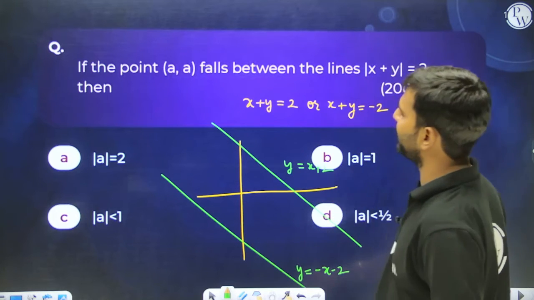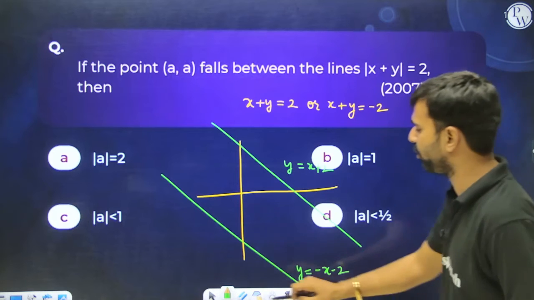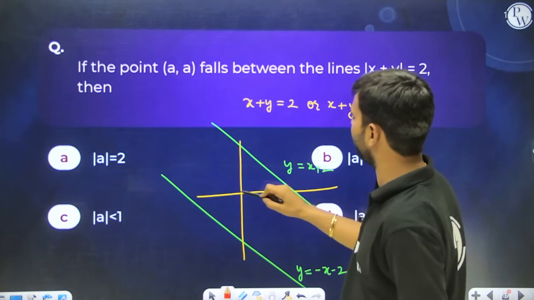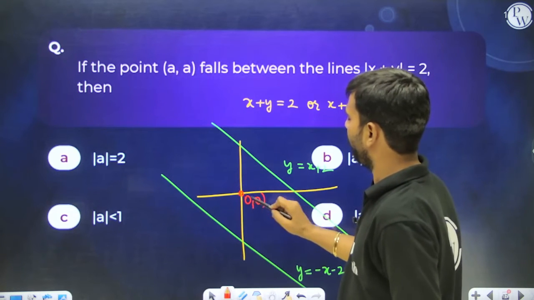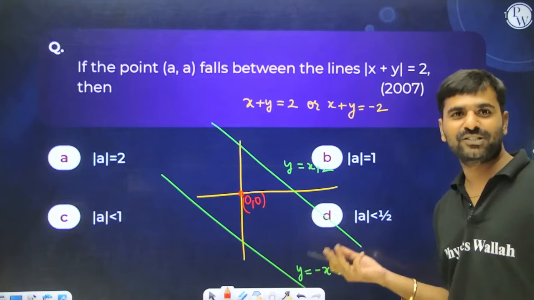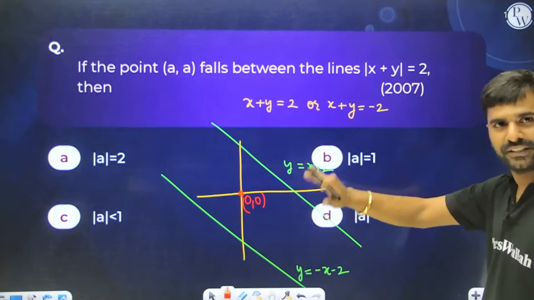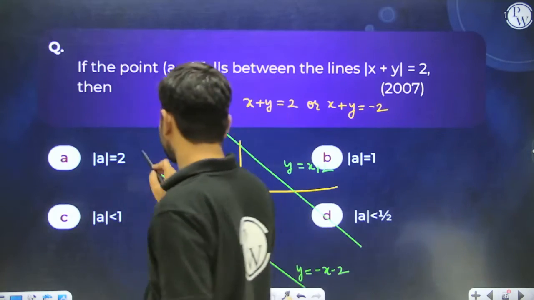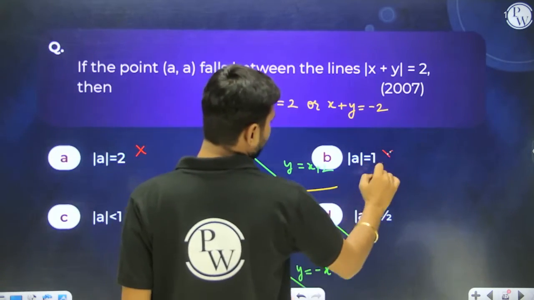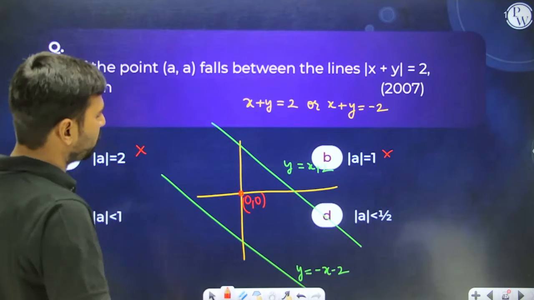Now over here it is saying that A comma A falls between the lines. Obviously, A comma A falls between the lines means 0 comma 0. If A's value is 0, then that has to be fine, because that will lie in between these two lines only. So this cannot be our answer. Either the answer will be this or the answer will be this.